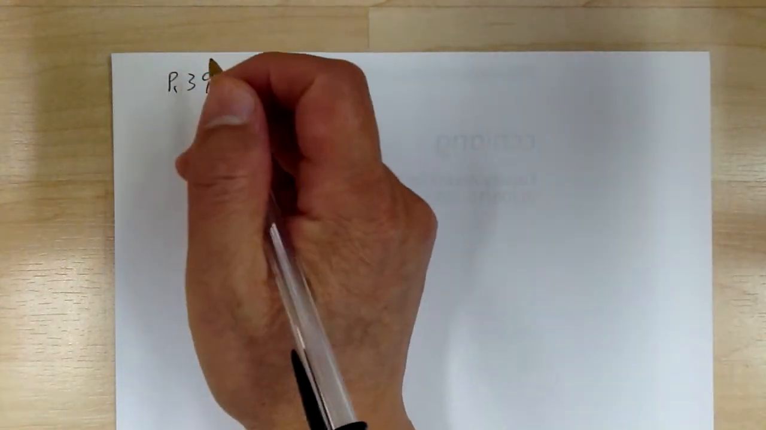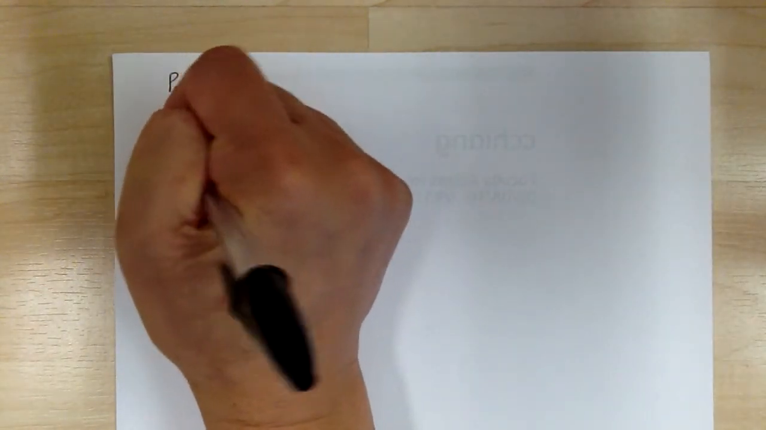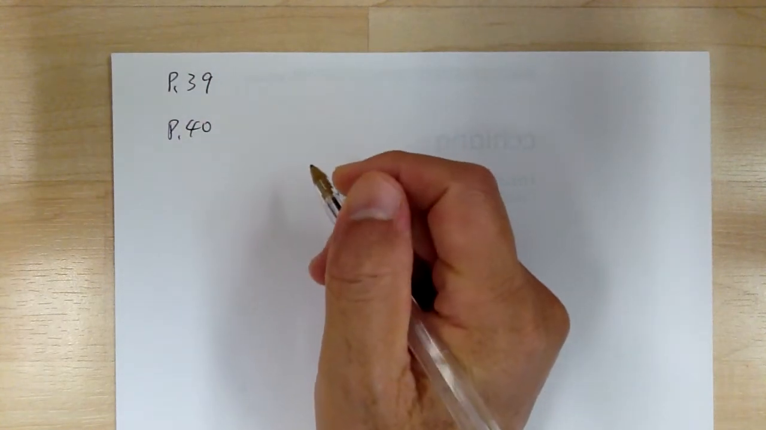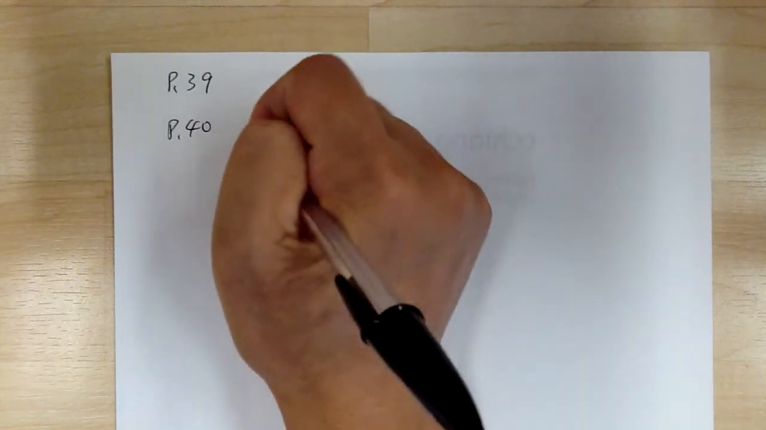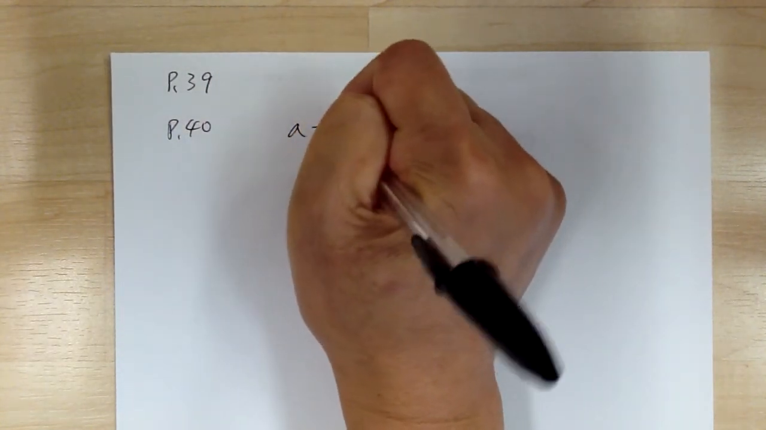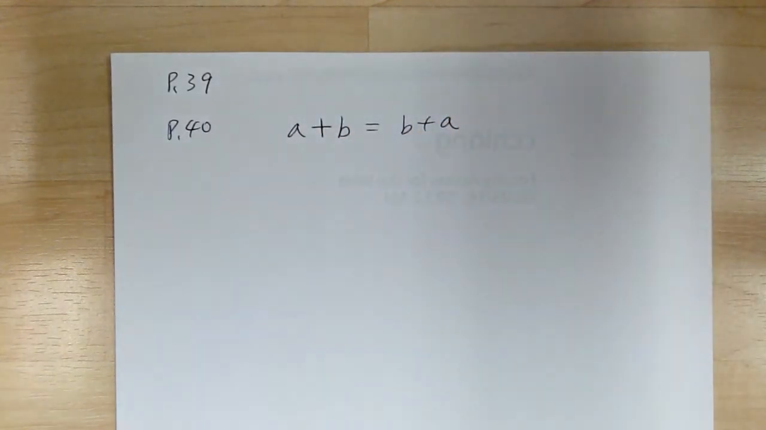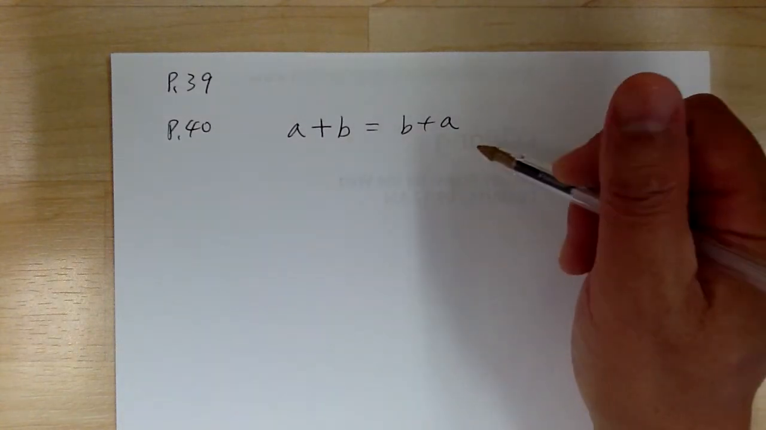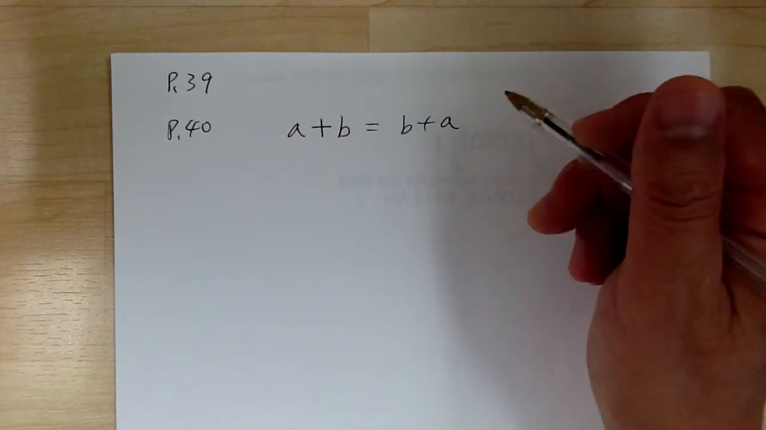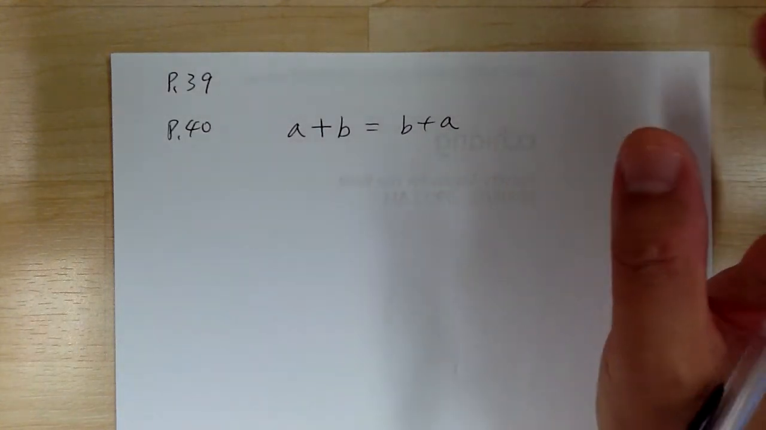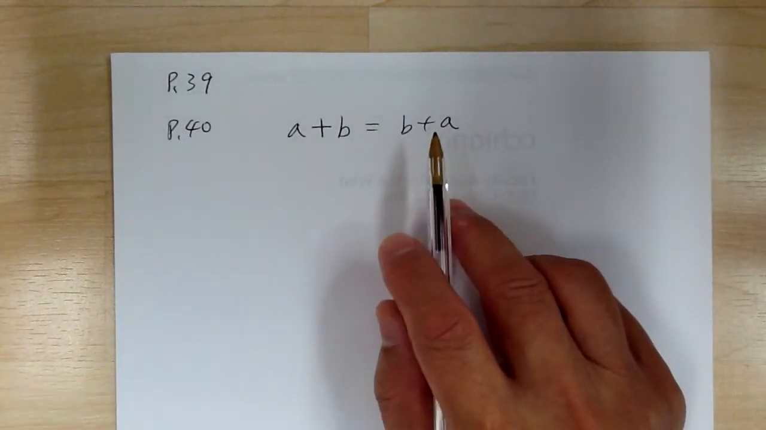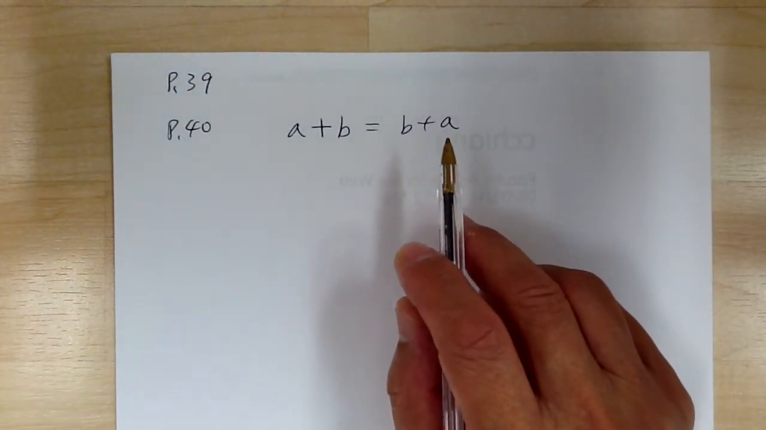If you go to page 40, on the top of page 40, you have the property A plus B equals B plus A. Now in this book, anything inside the blue box is very important, so you need to really study and know those properties in the blue box. So this is addition, that's why it's called the commutative property of addition.